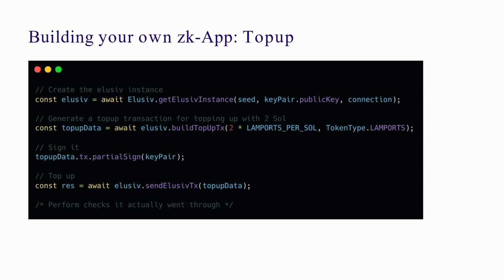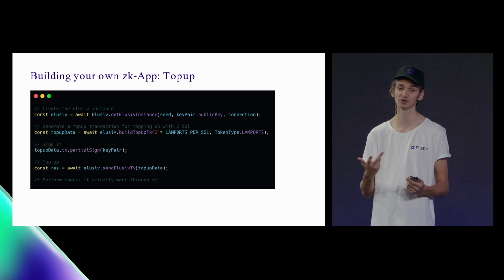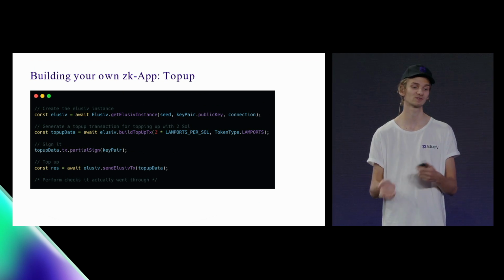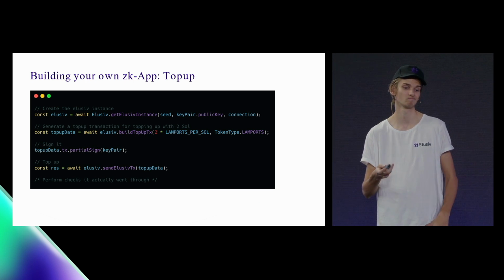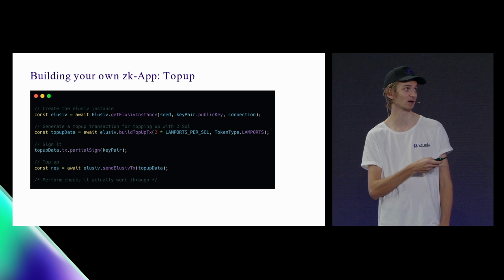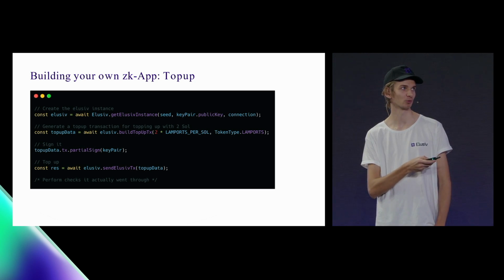Okay, so now we create our Elusive instance. What can we do with it? Well, let's create a private balance with it. So what we do is we call the build top-up transaction. We say how much money you want to submit and what token you want to submit it with. We specify what token we want to submit it with because currently Elusive supports 3 tokens, which are Lamports, or Sol rather, USDC and USDT. So you just specify how much you want to top your private balance up with and what type of token you want to send.